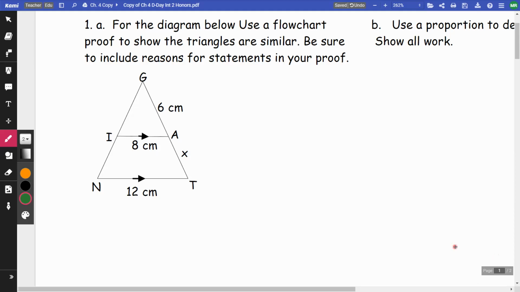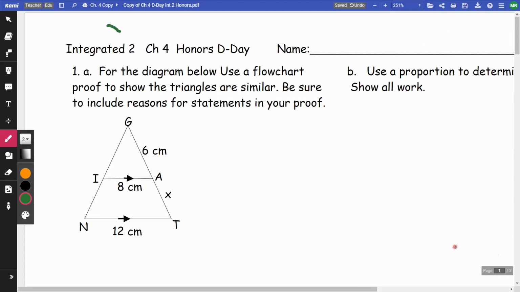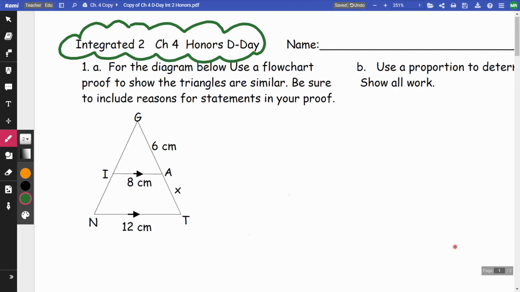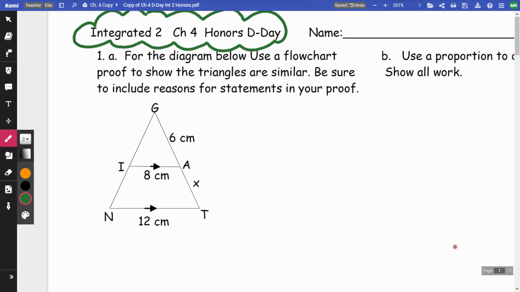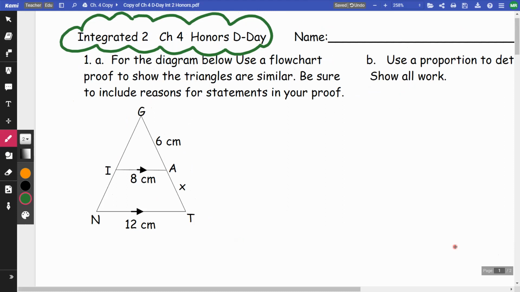So this video is for Integrated Math 2 Honors, D-Day #1 for chapter 4. In the situation on 1A, we have a set of triangles that we're trying to decide if they're similar. If they are similar, we're going to prove it using a flowchart proof, and we're also going to try to find this side X.